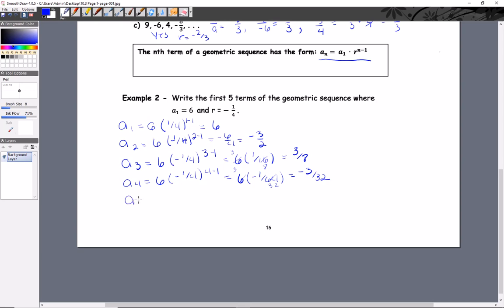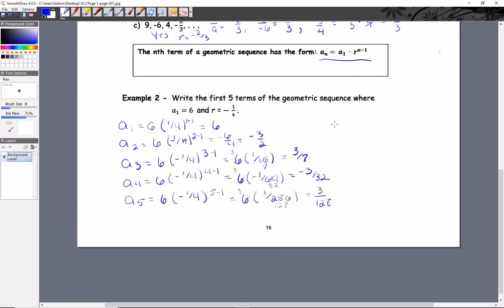And finally, your fifth term is your first term times r raised to the 5 minus 1 power, which is an even exponent now, back to a positive result. So 6, and that would be negative 1 to the fourth is 1, and 4 to the fourth, I believe, is 256. And again, a little reducing here. So 3 and 128. So that'll be 3 over 128.